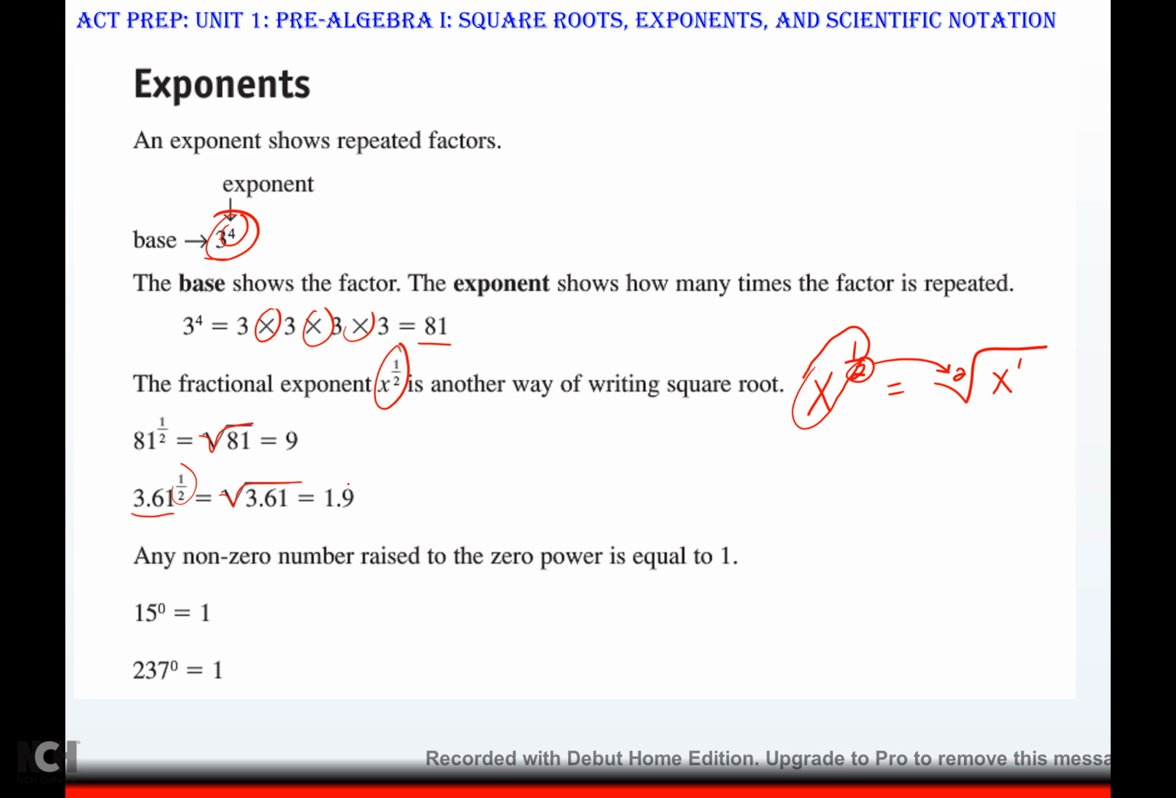Another thing you should remember is that anything raised to the 0 degree is 1. Okay, anything raised to the 0 power is equal to 1.